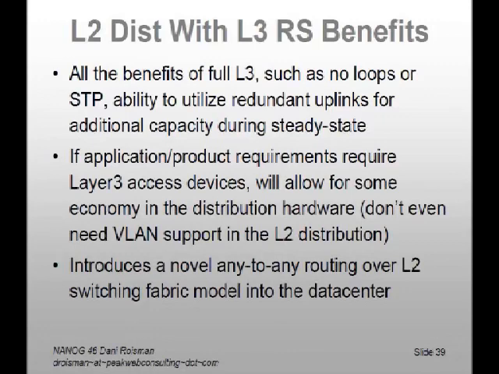If your application or your product requires layer 3 access devices anyway, you can actually get some economy by putting in some low-cost layer 2 switches. For example, if you're maybe an ISP environment, not as much rack switch, and you're providing layer 3 access, you have a whole bunch of T1, T3 routers, you already need that layer 3 access, you don't necessarily need a very smart layer 3 core in there. This introduces kind of a novel any-to-any routing over layer 2. So rack 1 needs to talk to rack 3, well, they have direct adjacency, they just switch it over that layer 2 core.